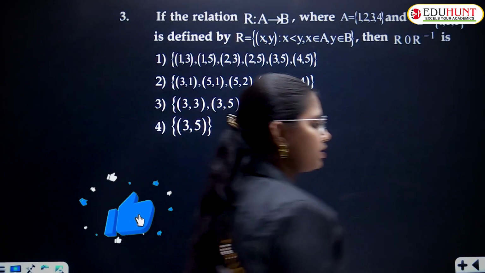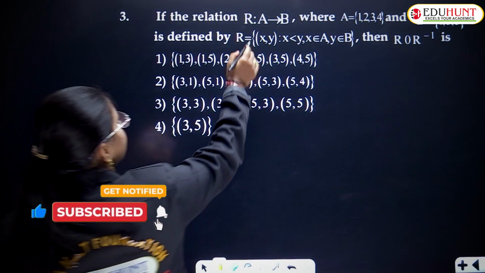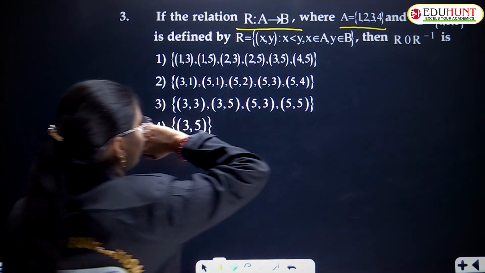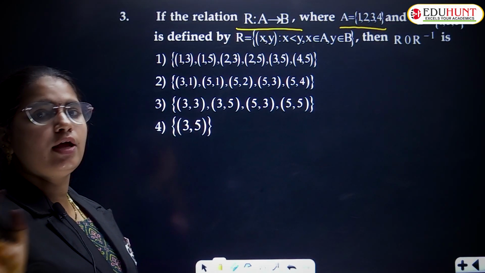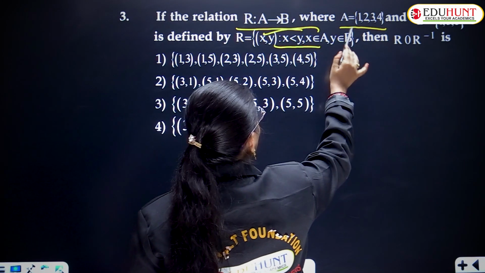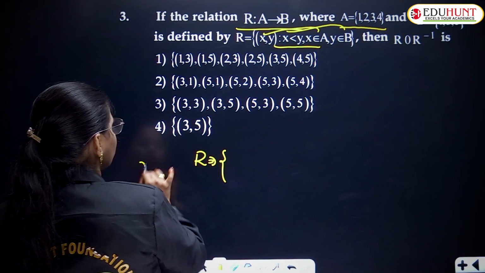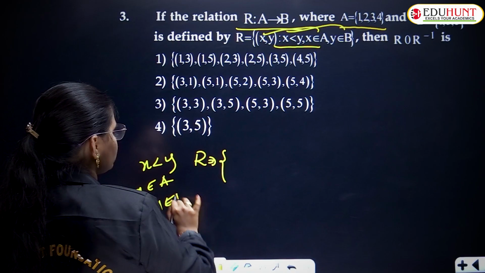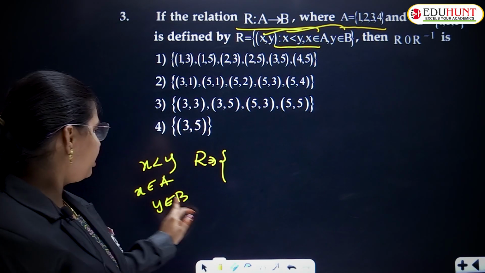Alright. So what is my next question here? If the relation R is defined from A to B, where A is {1, 2, 3, 4} and B is {1, 3, 5}, defined by x less than y, where x belongs to A and y belongs to B. So R you have to define here: x less than y, x belongs to A and y belongs to B.